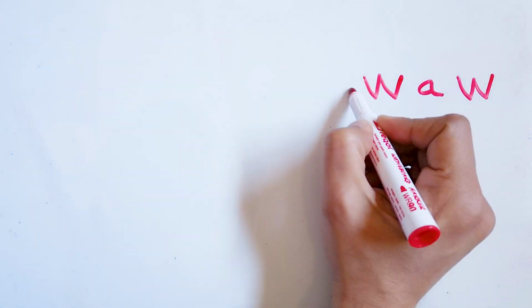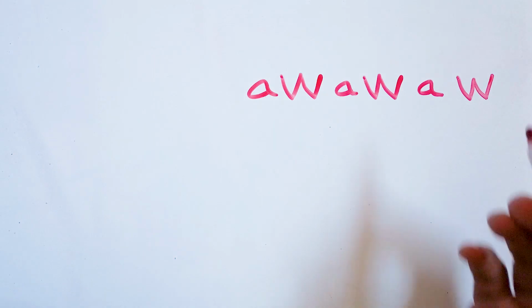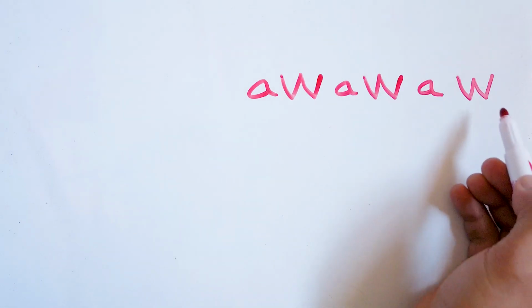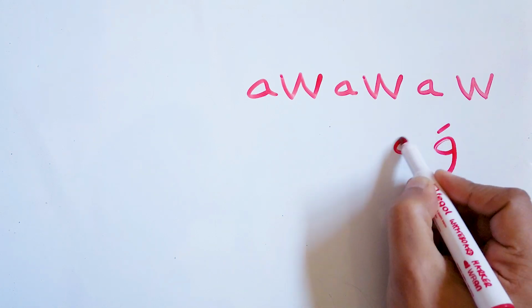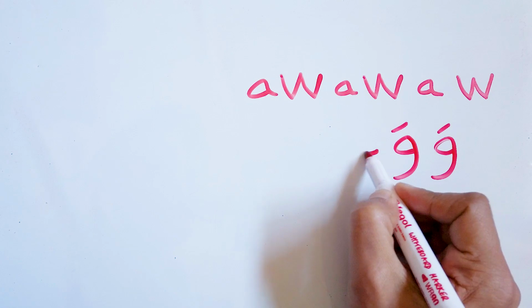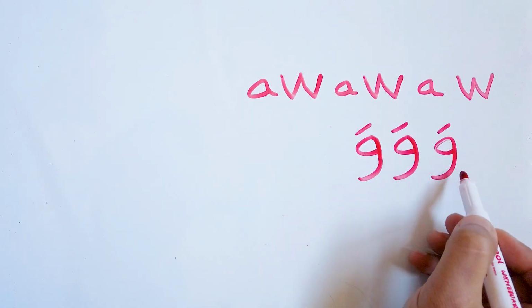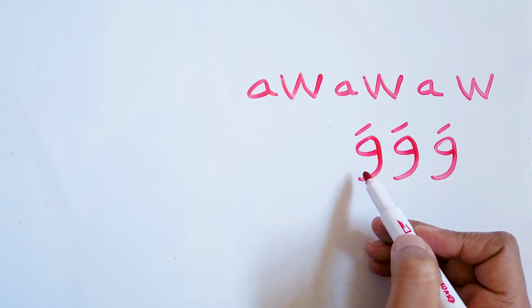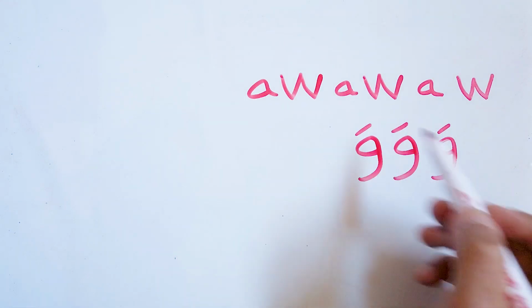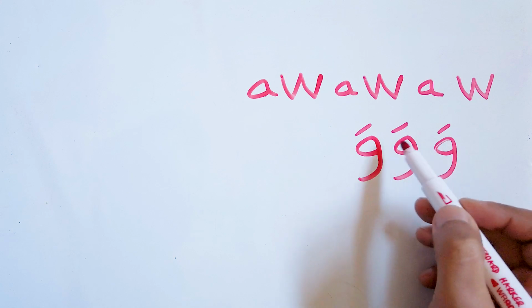Let's write together. Now let's write from the right to the left. Wa, wa, wa. Super easy, right? So it will be like this. Wa, wa, wa, wa, wa. As you see, they are not connected.